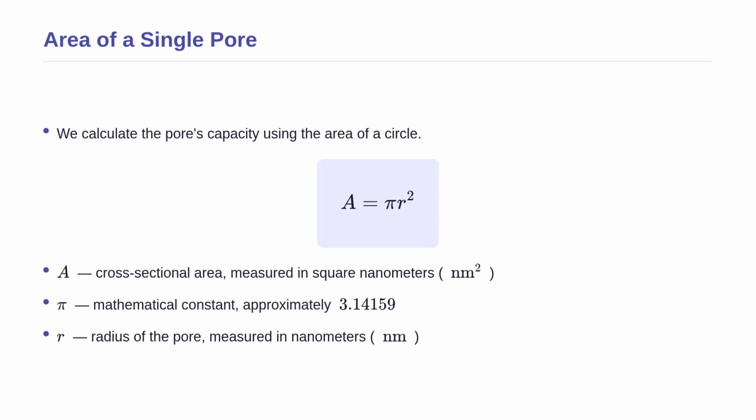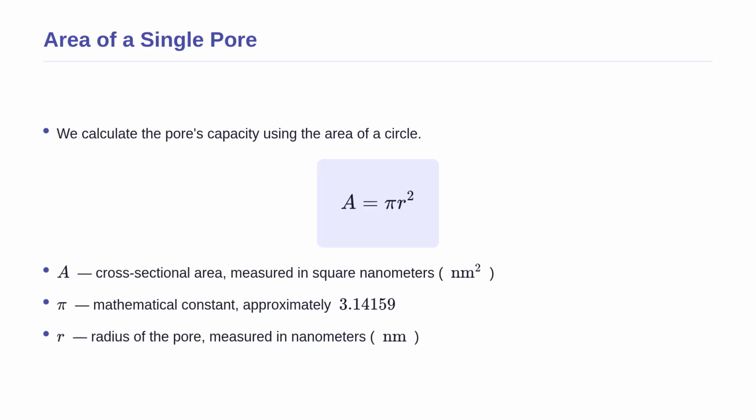This geometric model leads us directly to the mathematics of permeability. Since we are treating the pore as a cylinder, its opening is a circle. Therefore, we calculate its cross-sectional area using the standard geometric formula, A equals pi times r squared. Let us break down these symbols.